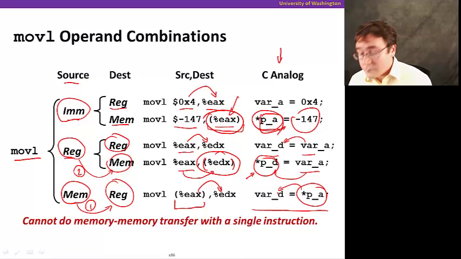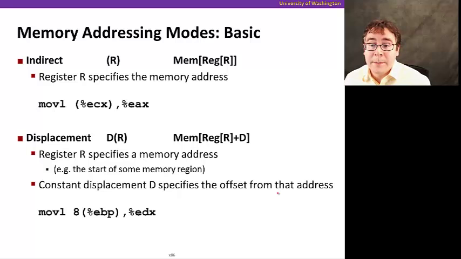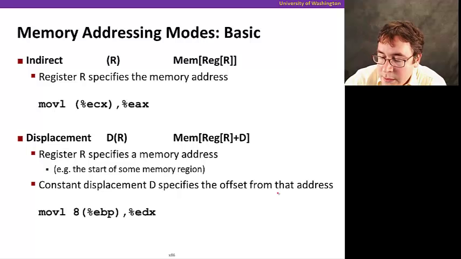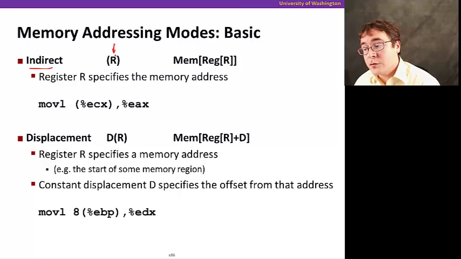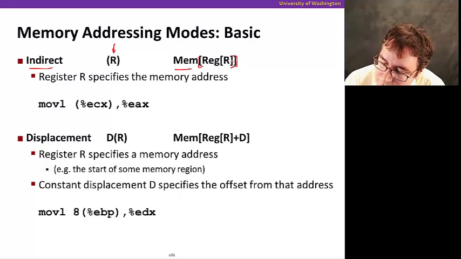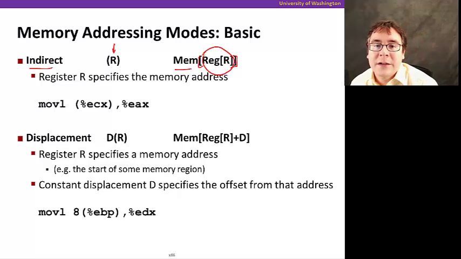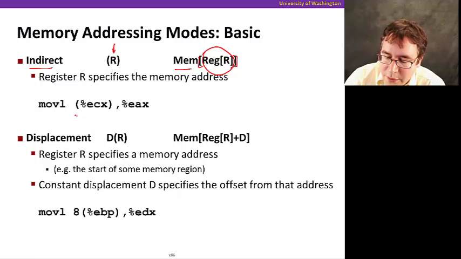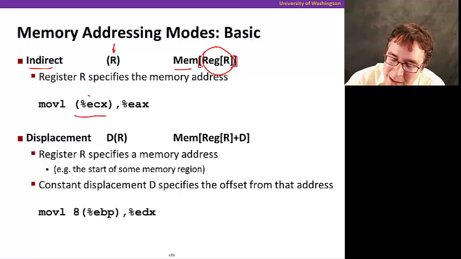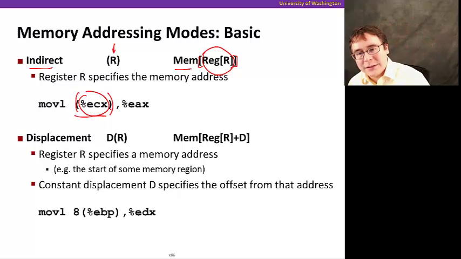So let's look at the various ways we have to address memory. These are the basic addressing modes. There are many others, but the first one is called indirect access. Indirect just says that the register contains an address, and we're going to use the contents of the register as an address to memory. Memory, as we said, is just like an array, so we have an index here, and inside this index is the contents of the register specified inside the address expression. An example I saw before, probably repeating this for the third time now: register ECX holds an address. Using the parentheses, we say we want the contents of memory whose address is stored in ECX.